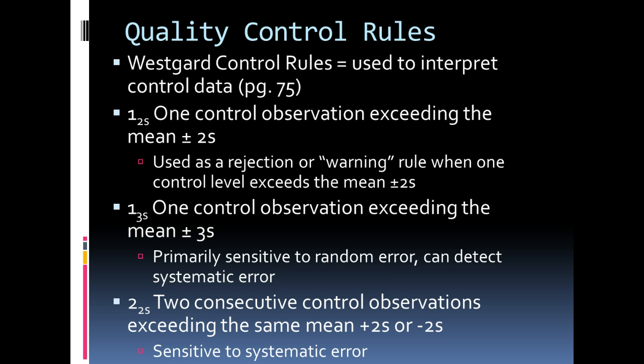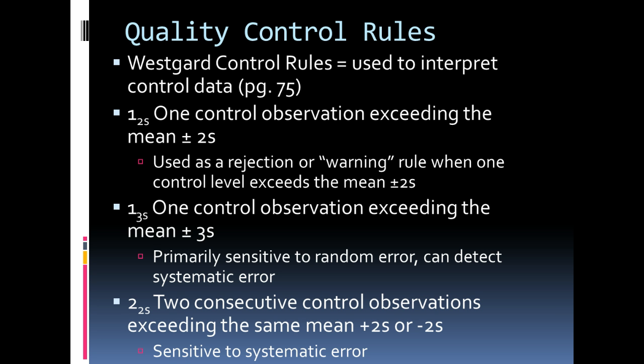Some of the quality control rules, I'm just going to read through these quickly because you were exposed to these in the intro course. There are more here than what you may have had exposure to, but that's okay. Westgard rules are used to interpret our QC. If you have a 1-2S, that is a warning where one control level exceeds 2 standard deviations. So that's a warning. 1-3S is a rejection. It's usually some type of a random or systematic error where it exceeds 3 standard deviations.